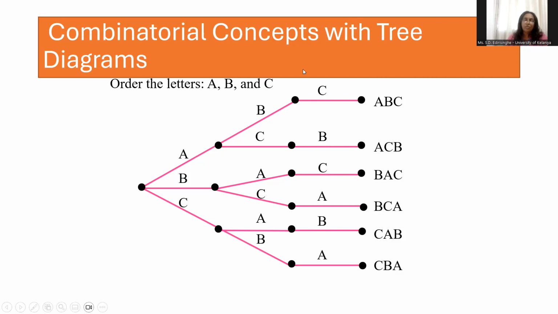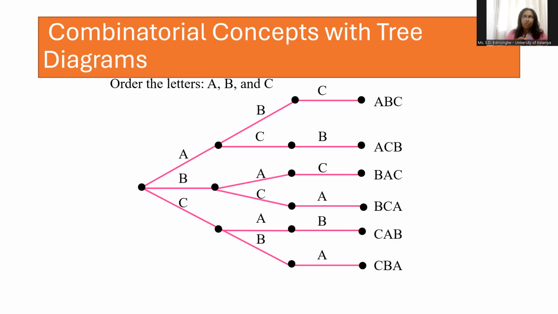I talked to you about some combinatorial concepts with tree diagrams. Can you remember? I gave some instruction for you to find a solution with the knowledge of probability by using a tree diagram. So can you remember that? This is one example for you to think about further.